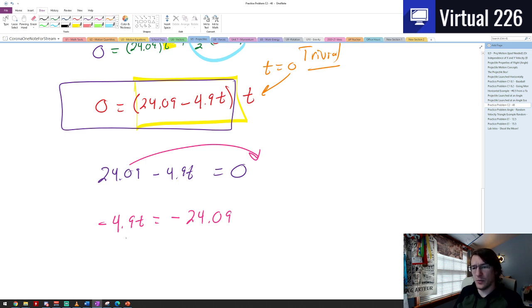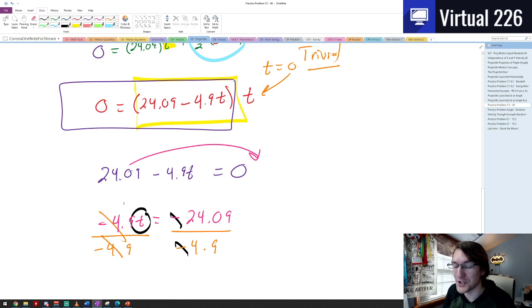And then when I divide by negative 4.9, divide by negative 4.9, I see that my 2 negatives divide out here, which is super nice. This means that the time I will have as my answer will be positive, which you need it to be positive. If it comes back as negative, that means you've gone backwards in time, which is like a whole nightmare.